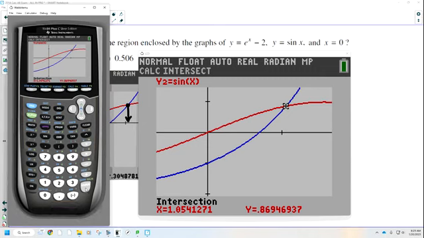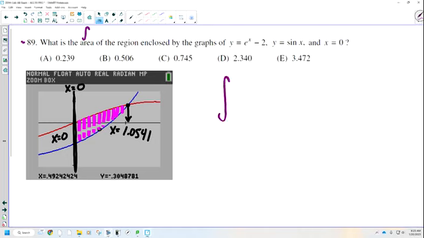Remember, when I'm integrating between two curves from 0 to 1.0541, it's always the top curve minus the bottom curve. My top curve is this one here in red, which is sine of x. And I got to subtract the bottom curve, which is e to the x minus 2. And don't forget our dummy variable dx.